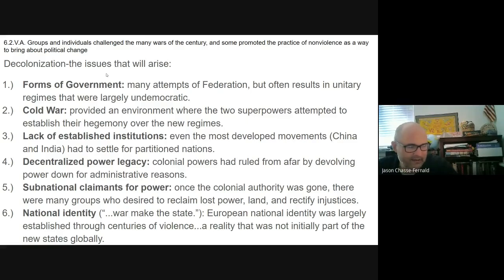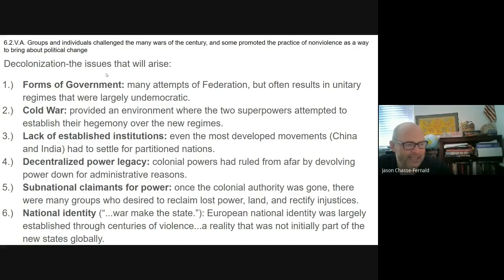Lack of established institutions. Once the transition does happen, or when they're negotiating the transition, because they don't have their own established institutions, very rarely are they going to come out of colonization like they were before they went into colonization. Even the most developed countries like China will lose some parts of its former empire. Of course, India will spin off East Pakistan and West Pakistan, Pakistan today, and East Pakistan being Bangladesh today. They will all spin off different parts and not come out the same.